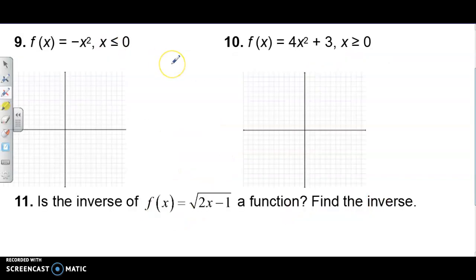Alright, so we have these three problems here. Why don't you give them a shot, pause the screen, when you're ready, press play and see what the answers are.